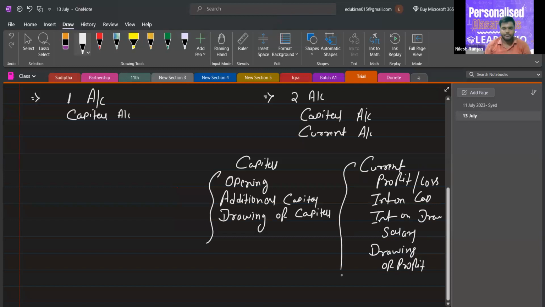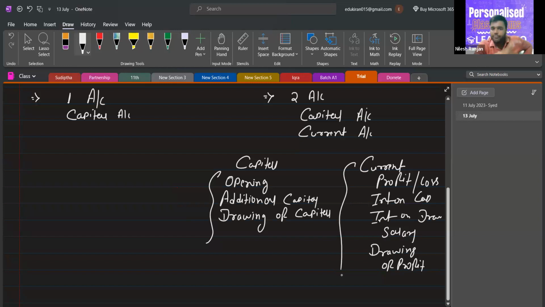Now, all these items that are written in current account, you can see that profit and loss will happen in every year. Interest on capital will be paid in every month. Interest on drawing is also the same item. Salary will be paid in every month. Drawing of profit will be in every year. So these are frequent items. It happened again and again.